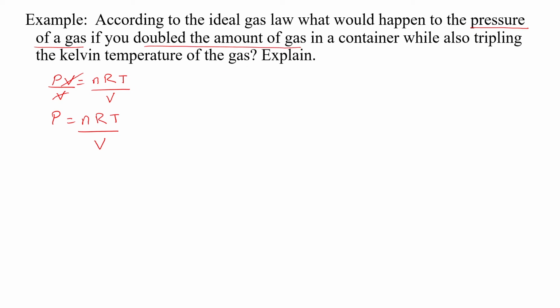So what would happen to the pressure of a gas if you double the amount of the gas? So amount of the gas was 1n before. If I am doubling, it means it is 2n, while also tripling the Kelvin temperature. So the Kelvin temperature was 1T before. When I triple it, it is 3T. And when I simplify this equation, I have 6 nRT over V. Now you will compare this number with the initial conditions that we have, and you can see that this side is increased 6 times. So your pressure will increase by 6 times.